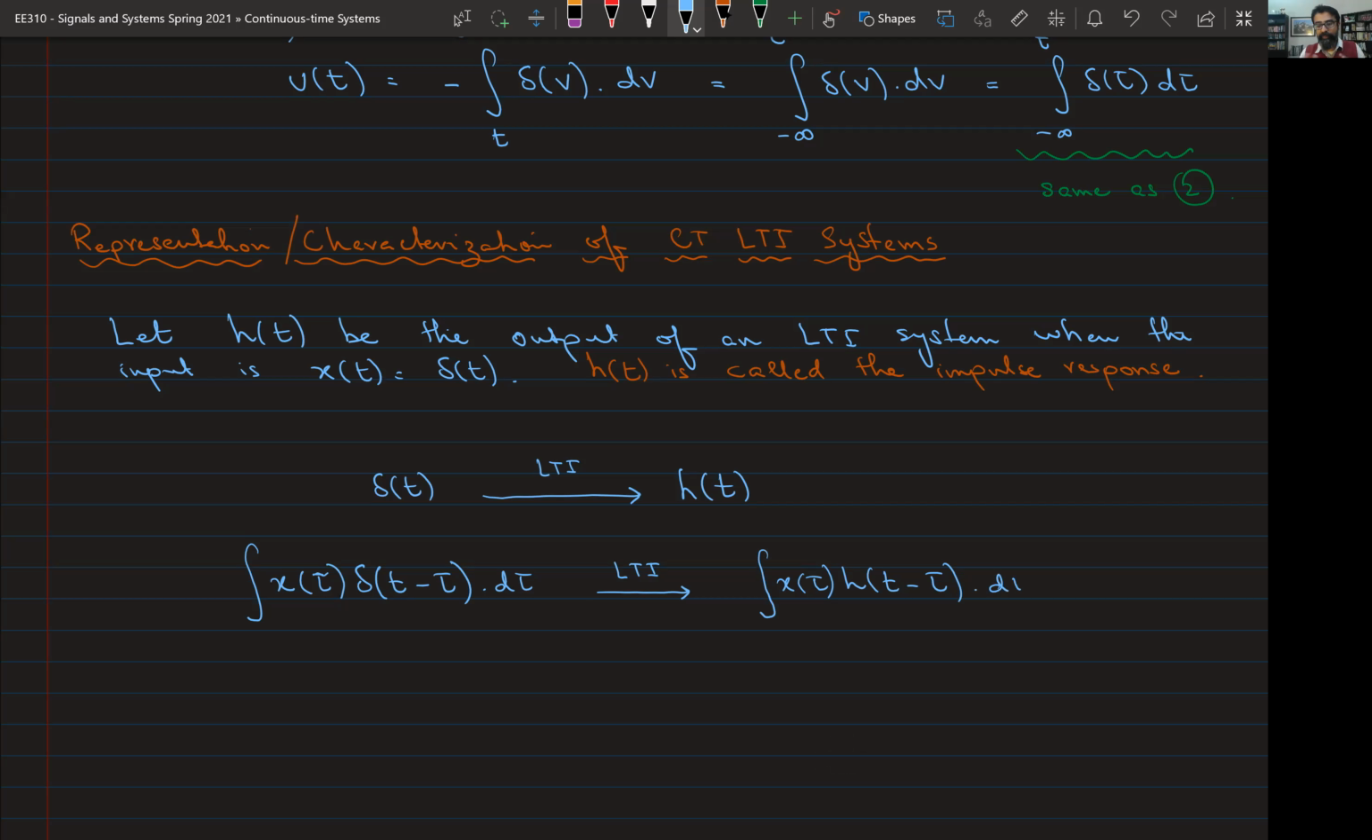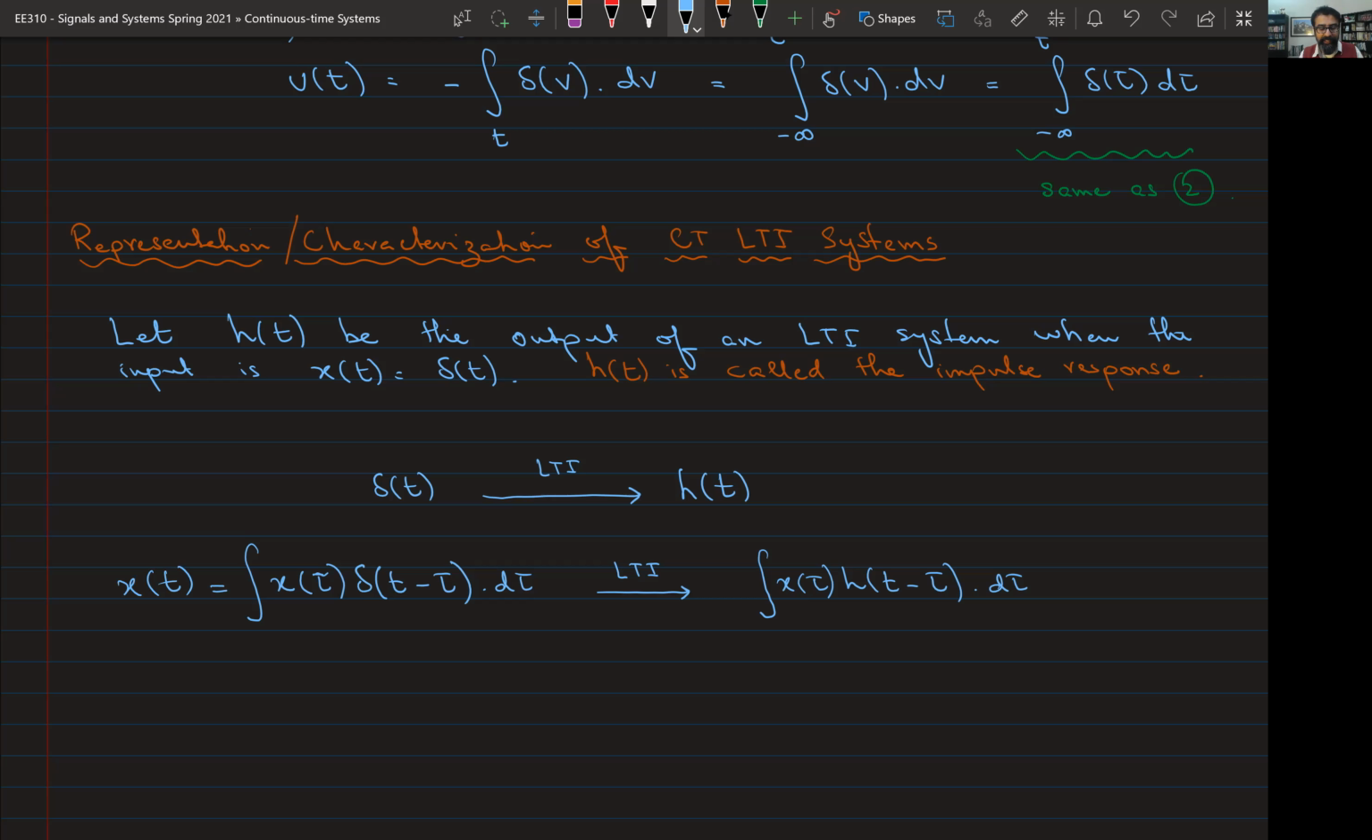Because of linearity. Remember, linearity says that if there's any linear combination in the input, the output is also going to have the same linear combination, right? And the integral is linear, right? It's just that we've seen that it's a summation. And so the integral at the input is going to result in the integral at the output. Now, from here, what do we see at the input? The input, as we've seen, is nothing but x of t, right? From the sifting property.